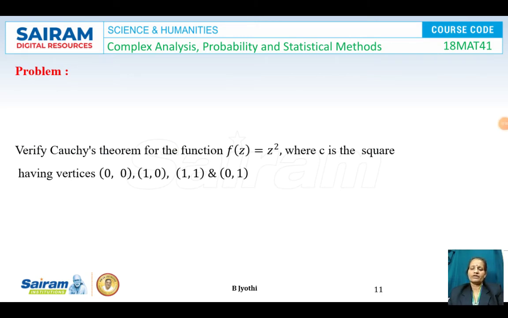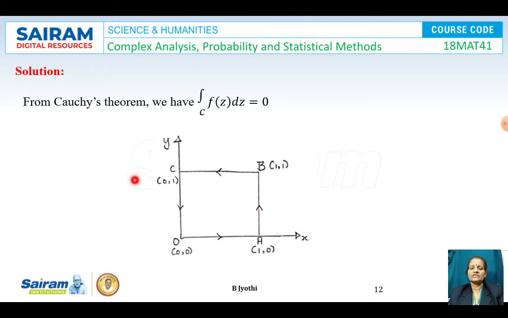Problem. Verify the Cauchy's theorem for the function f of z equal to z square, where C is the square. Anyway, this problem I have already explained in the previous video. The curve will be the same, but here we need to verify this. From the Cauchy's theorem, we have the integral of f of z over C equal to 0. The curve is the same: O(0,0), A(1,0), B(1,1) and C(0,1), moving from O to A, A to B, B to C and C to O.